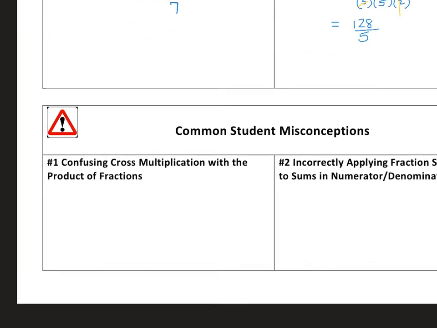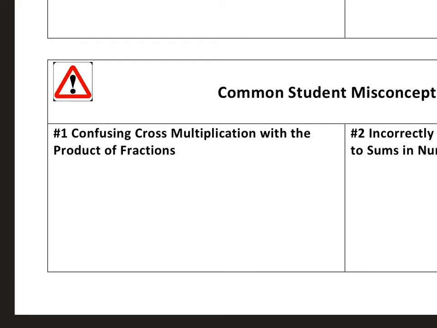The first one is a biggie. I see it all day long, students confusing cross multiplication with finding the product of fractions. For example, if I said, find me the product of 1/2 and 3/4, so 1/2 times 3/4. Of course, we multiply the numerators and we multiply the denominators. So the product of 1/2 times 3/4 is 3/8. However, what I see students do often is 1/2 times 3/4, and all of a sudden, what do you know? They start doing this. Cross multiplication. Okay, this is 6 over 4.